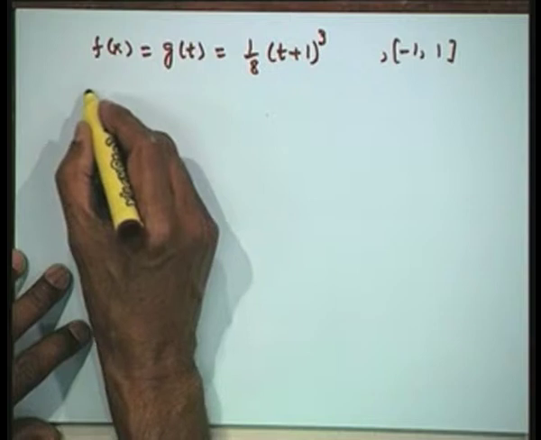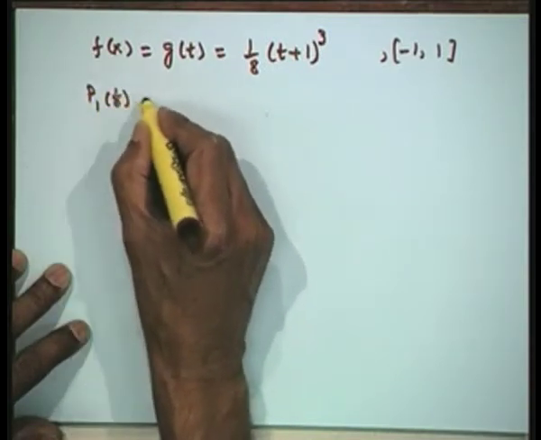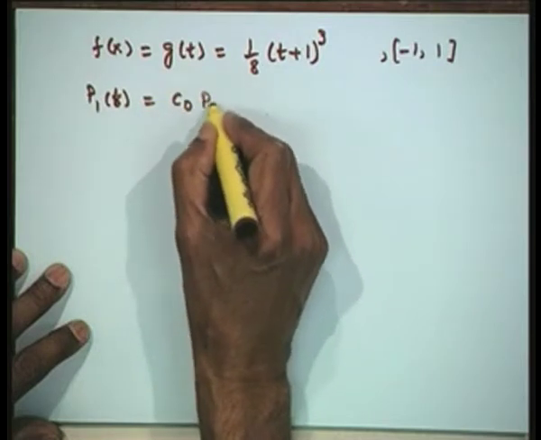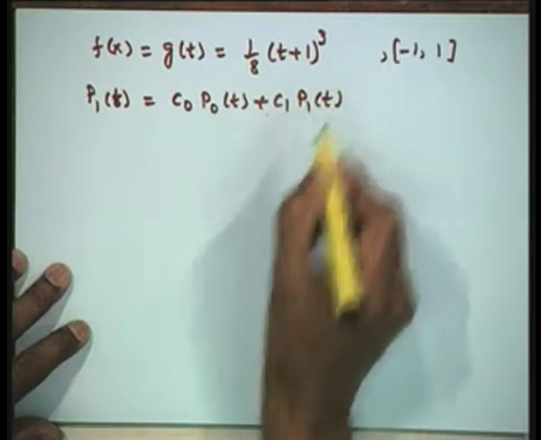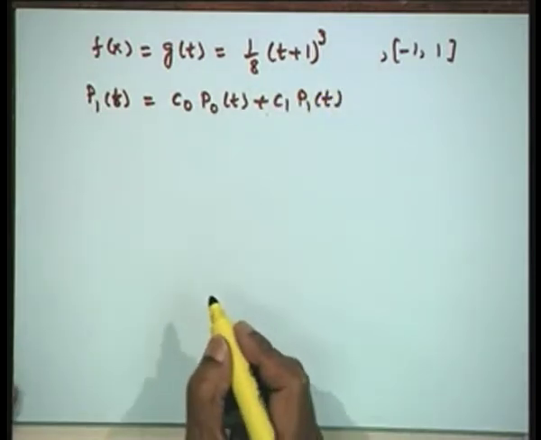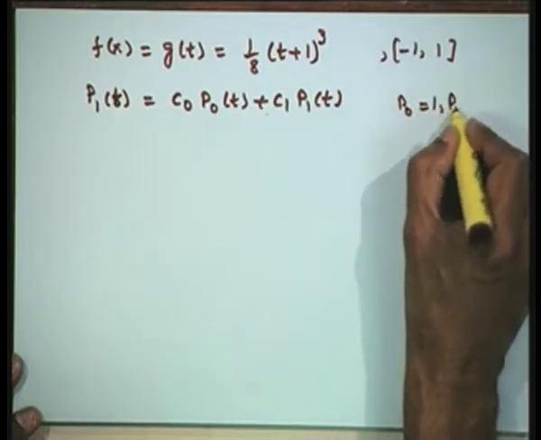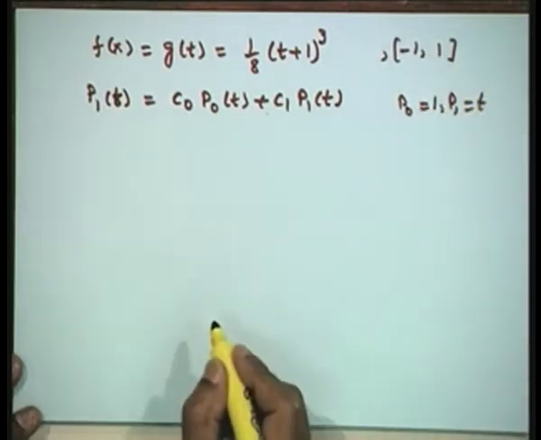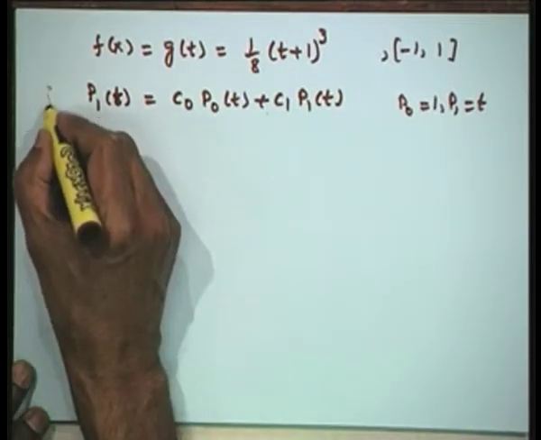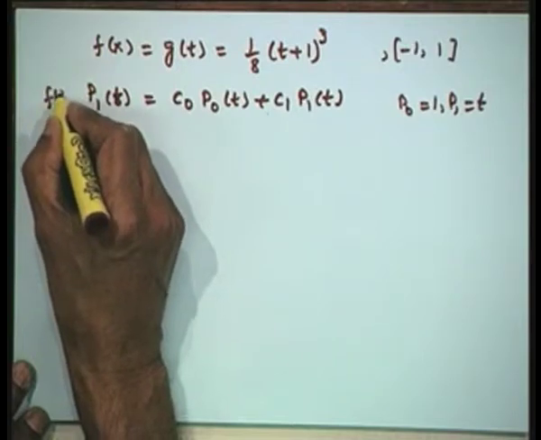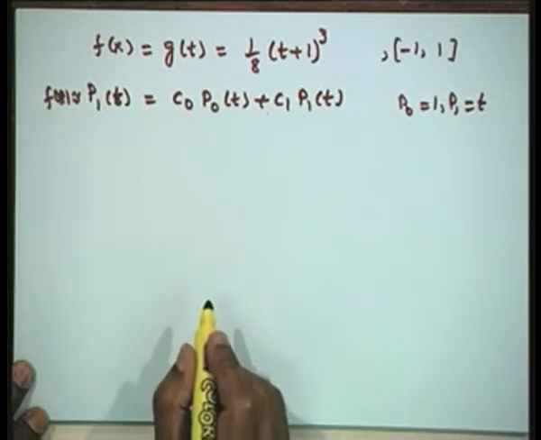Therefore, we write down the least square approximation p1(t) is equal to c0 p0(t) plus c1 p1(t), where we remember p0 is equal to 1 and p1 is equal to t. Therefore, this is our approximation: f(x), that is g(t), is approximated by this one.